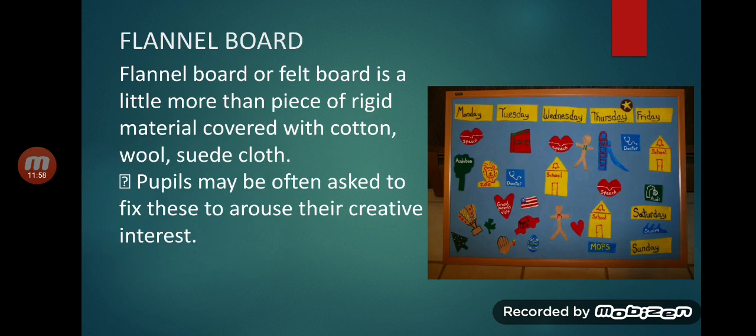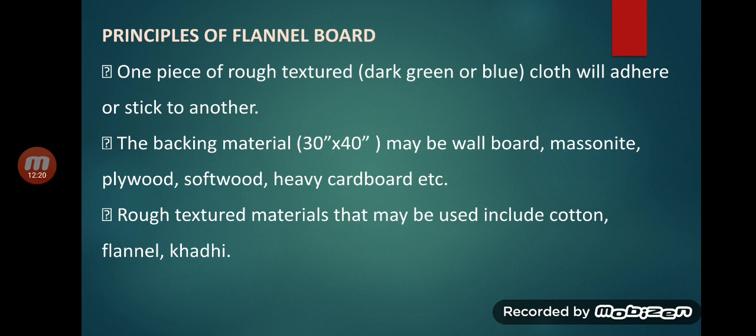And the flannel board or felt board is a piece of rigid material covered with cotton, wool, or sweat cloth, and pupils may often be asked to fix items to it to arouse creative interest. So this is about the flannel board. The principle of the flannel board is that one piece of rough textured, either dark green or blue cloth will adhere or stick onto another. The backing material may be wallboard, masonite, plywood, softwood, heavy cardboard, etc. Rough textured materials that may be used include cotton, flannel, khadi, etc.